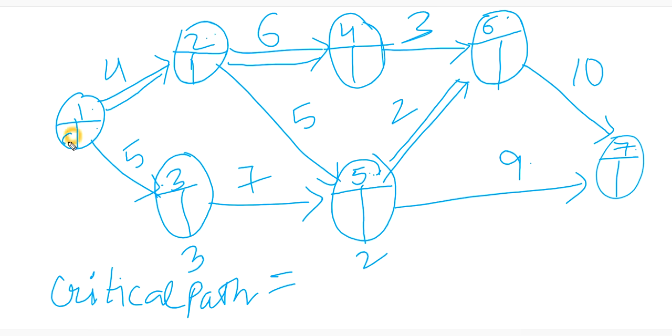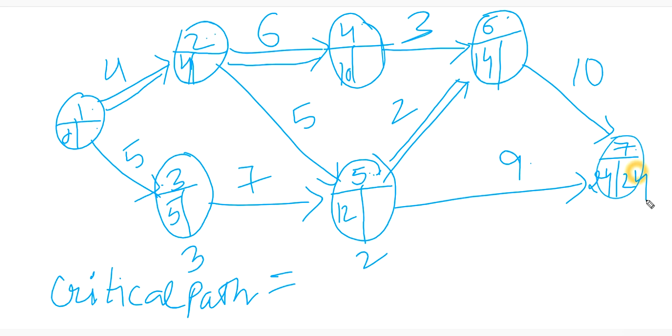So here 0, 0 plus 4 is 4, 0 plus 5 is 5, then 5 plus 7 is 12, and 4 plus 5 is 9. So I'll take the larger one, that is 12. 4 plus 6 is 10. So here 10. Then 12 plus 2 is 14. And 10 plus 3 is 13. So I'll take the larger one, 14. 14 plus 10 is 24. Here 12 plus 9 is 21. So I have taken the larger one.